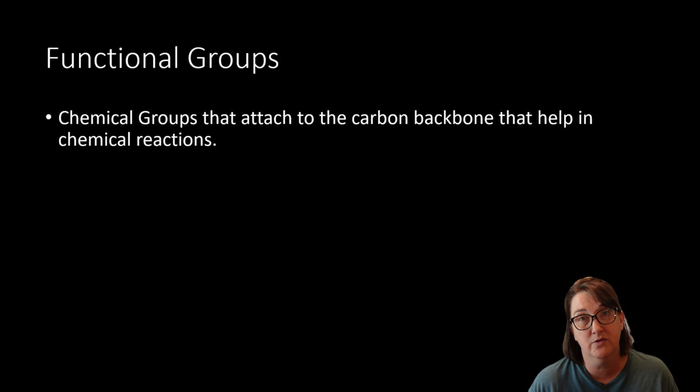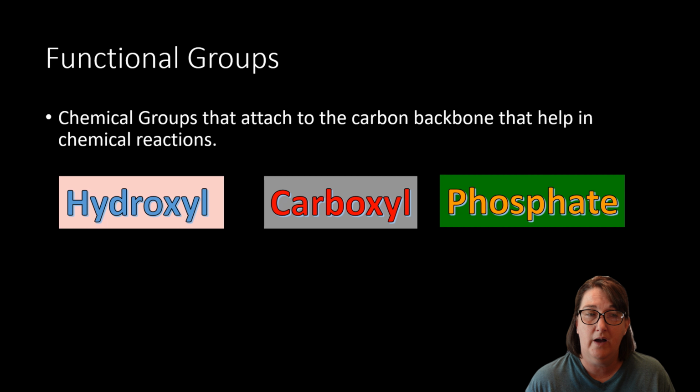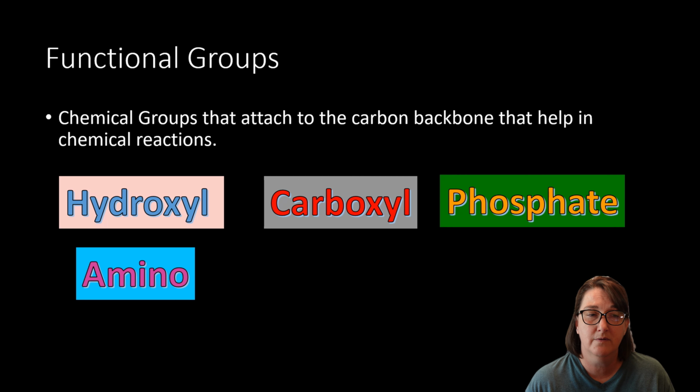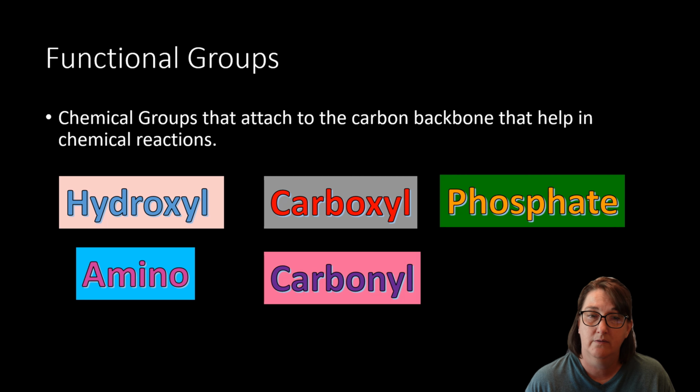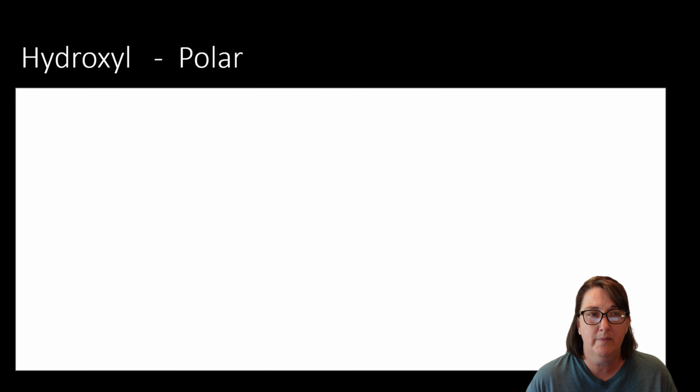So we need to talk about functional groups. There are 7 main functional groups that we need to discuss. We're going to talk about hydroxyls, carboxyl, phosphates, aminos, carbonyls, methyl, and your sulfhydryl groups. And they all have different characteristics, so we need to know what's going on with those. So let's look at hydroxyls. These are going to be considered polar. Polar means that it's going to dissolve in water.